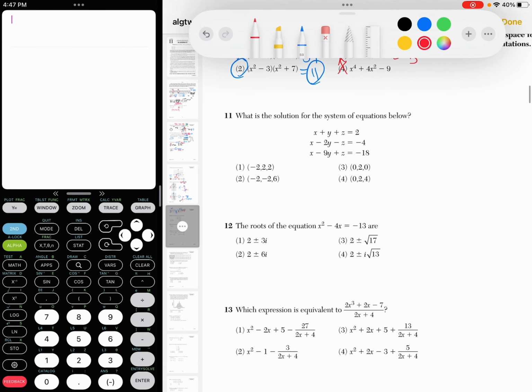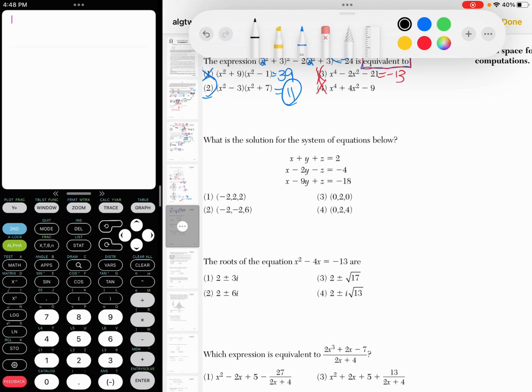Okay. Whew. Number 11. What is the solution to the system of equations below? So there are a couple different ways to do this question. I am going to show you the right way, which is a little lengthy. I'm going to show you 2 shortcuts. So if you want to jump around to this question, if you want to jump ahead, you do you. I'm going to show you this question for a while.